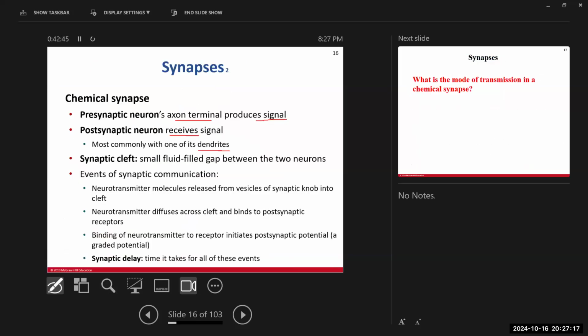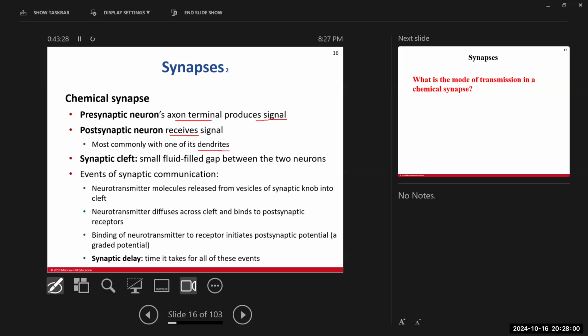All right, so three things that you have. Presynaptic neuron produces the signal, postsynaptic neuron receives the signal, and then there's a gap in between. It's important that you understand that. It's a fluid-filled gap, which means you're going to have the neurotransmitter diffusing across that fluid. So here are 4 easy steps of how synapse communication occurs. The presynaptic neuron is going to produce the signal through its action potential. Its electrical signal will come down the axon, stimulate the synaptic vesicles to release neurotransmitter into the synaptic cleft.